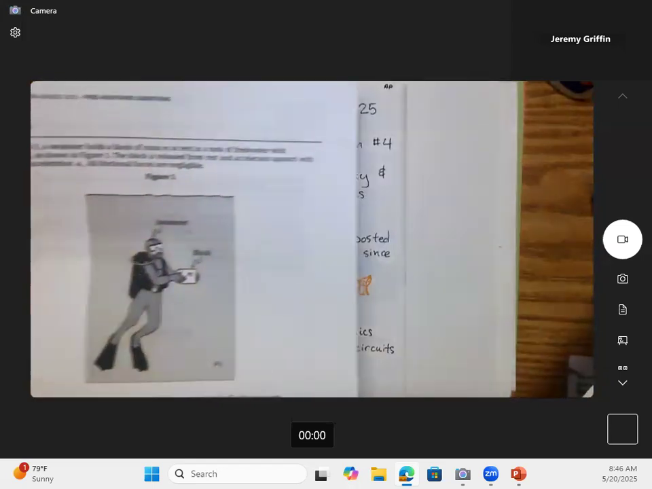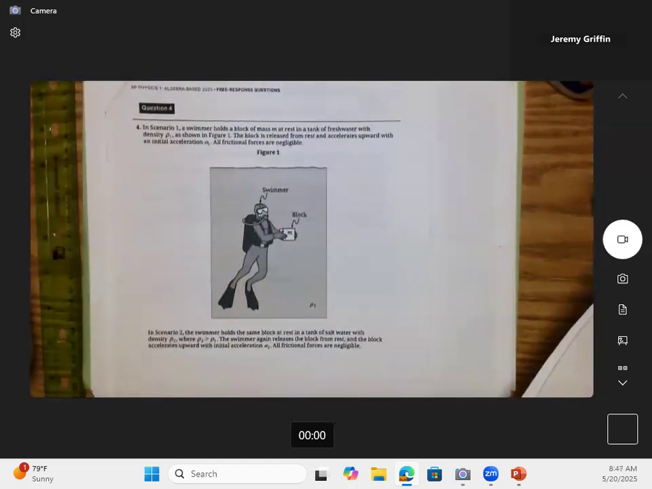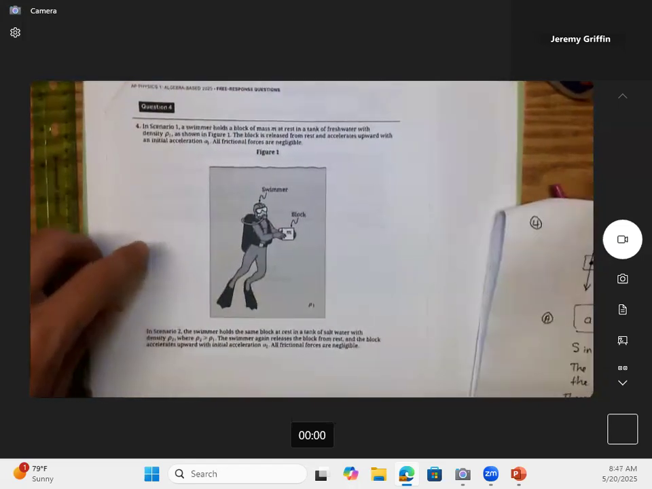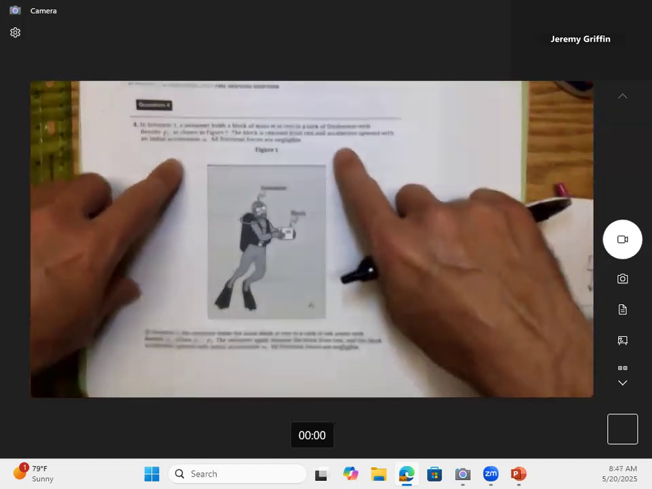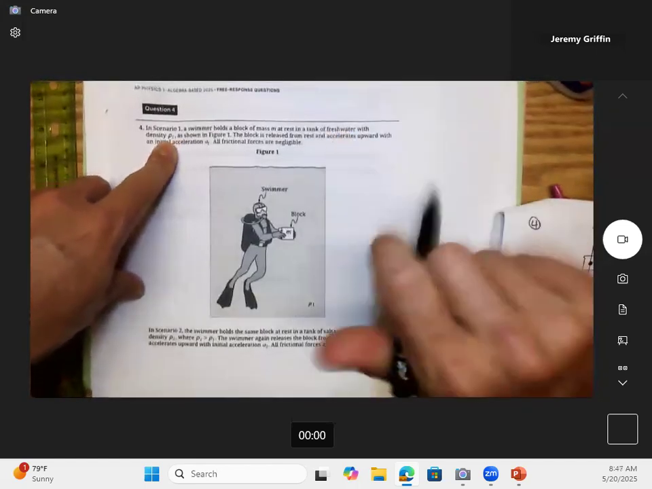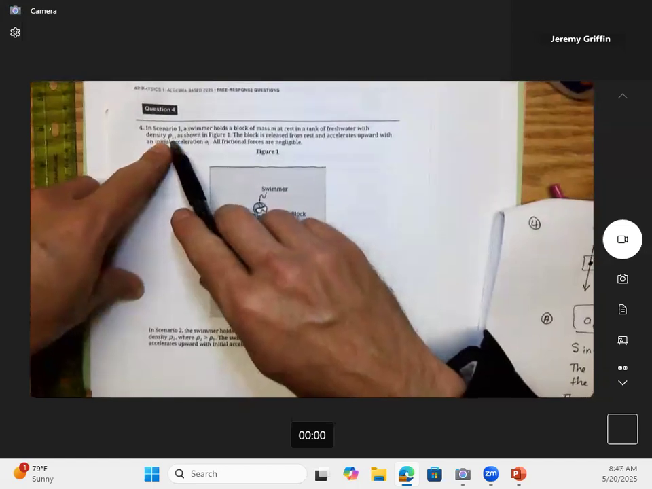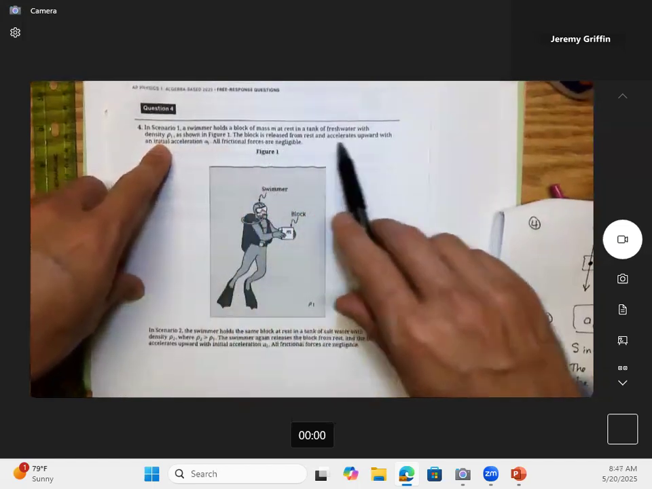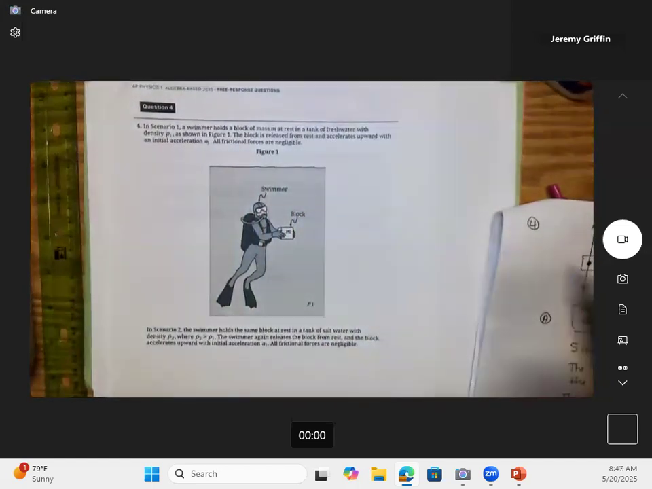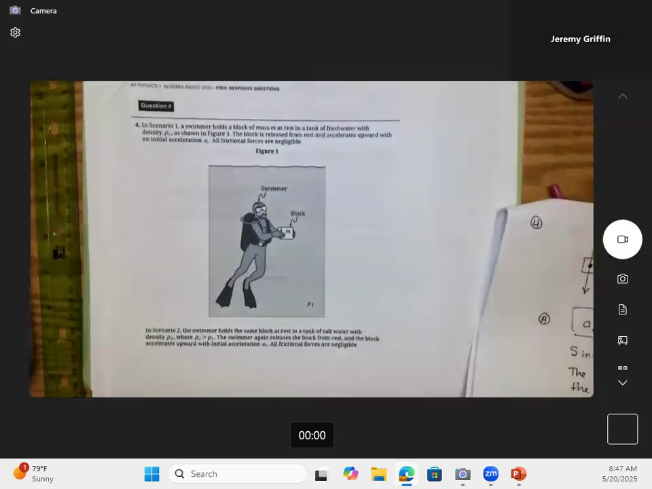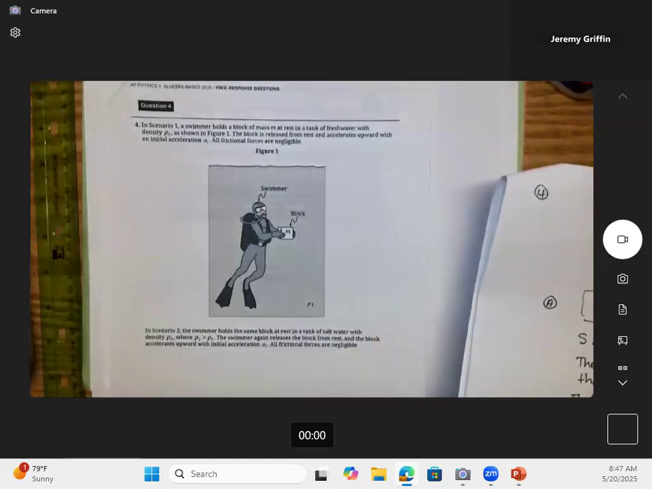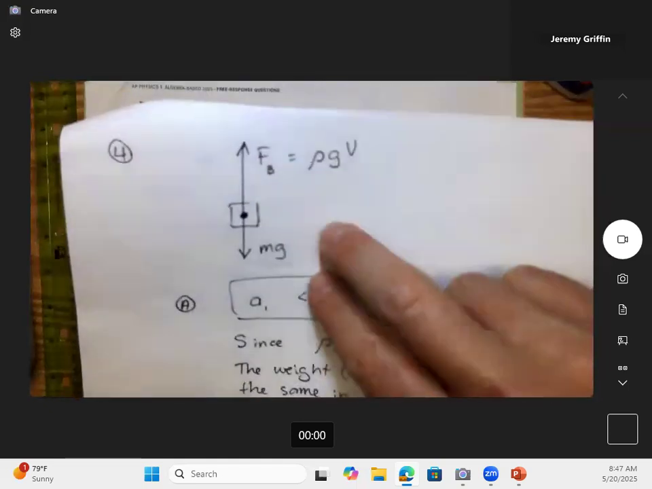All right, so we're looking at number four right here. We've got a swimmer with a block. Right, now it starts in a freshwater tank with the density of the water being ρ1. The block is released from rest and it accelerates upward. Hey guys, the fact that it accelerates upward, which direction is the net force? Upward, right? And if you made a free body diagram, well, okay, you probably would come up with this, right?